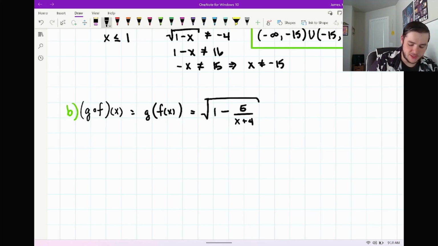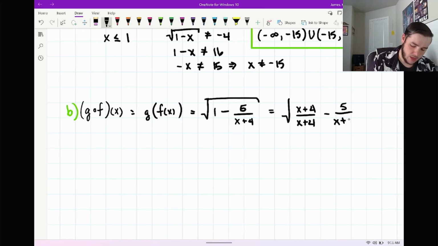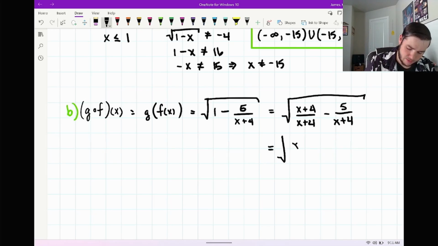Now, I like to fully simplify if I can. The way to do that here is get a common denominator, and I'll write that as x plus 4 over x plus 4, minus 5 over x plus 4. And now I can just subtract them. In the numerator, I get x minus 1. In the denominator, I get x plus 4.